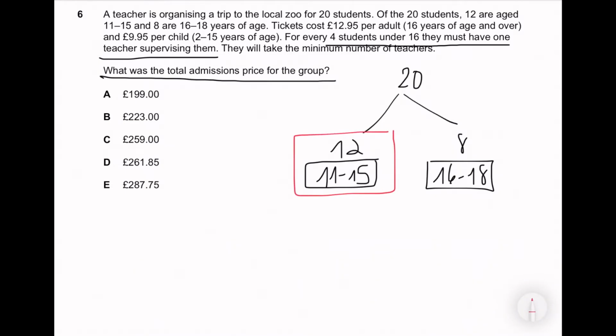So for every 4 students, 12 divided by 4 is 3. So they're going to need 3 teachers supervising, right? Plus 3 teachers. Okay, and that's the minimum number of teachers. So we're going to take 3 teachers. Fine.